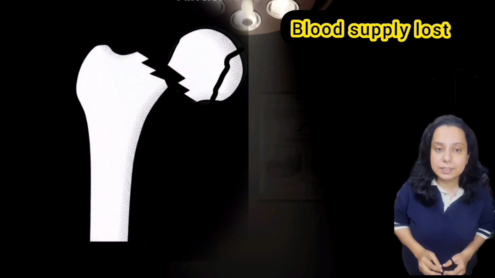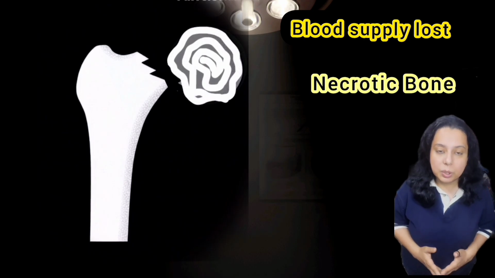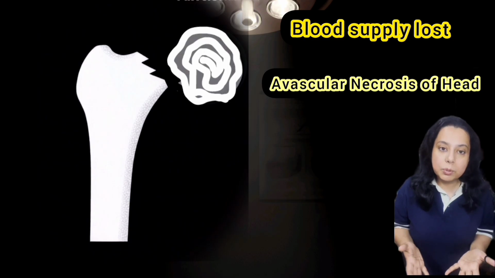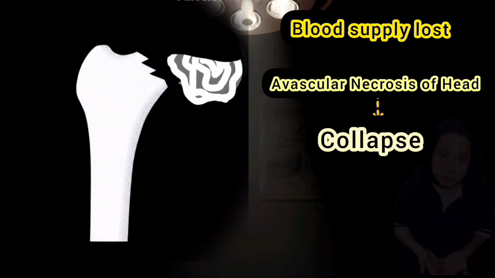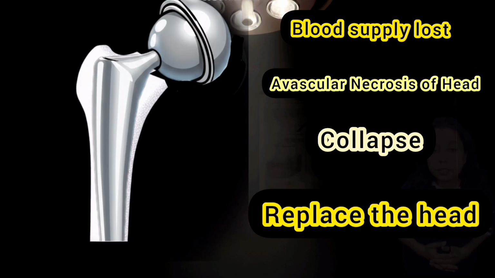In such cases, the femoral head will become a necrotic piece of bone, which is avascular necrosis of the femoral head. Since dead bone cannot support any body weight, it leads to collapse of the femoral head, after which there is only one definite solution, that is, replacing the head through arthroplasty.